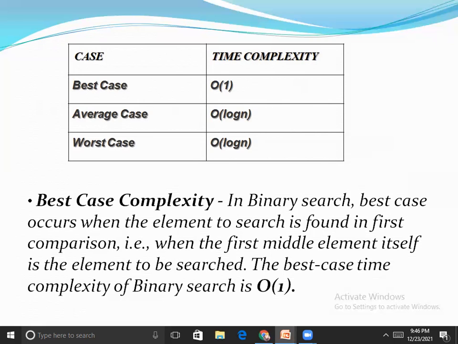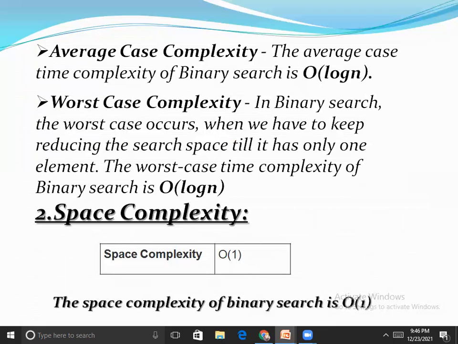Best case complexity in binary search: the best case occurs when the element to search is found in the first comparison, that is, when the first mid element itself is the element to be searched. The best case time complexity of binary search is big O of 1. Average case time complexity of binary search is big O of log n. Worst case: the worst case occurs when we have to keep reducing the search space till it has only one element. Worst case time complexity of binary search is big O of log n.